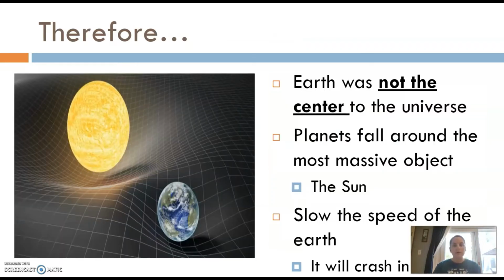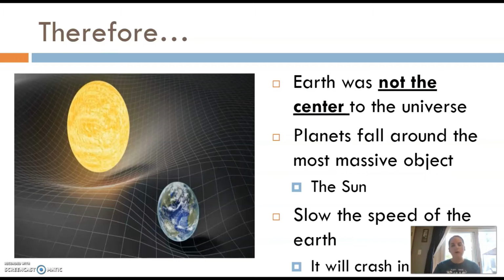And so therefore, Earth was not the center of the universe. So if we compare the mass of the cannonball to the mass of the Earth, we know that the Earth had a larger mass than that cannonball, and so that gravitational pull was stronger. But with the ideas of the sun and the Earth, Newton discovered that Earth was not the center of the universe.